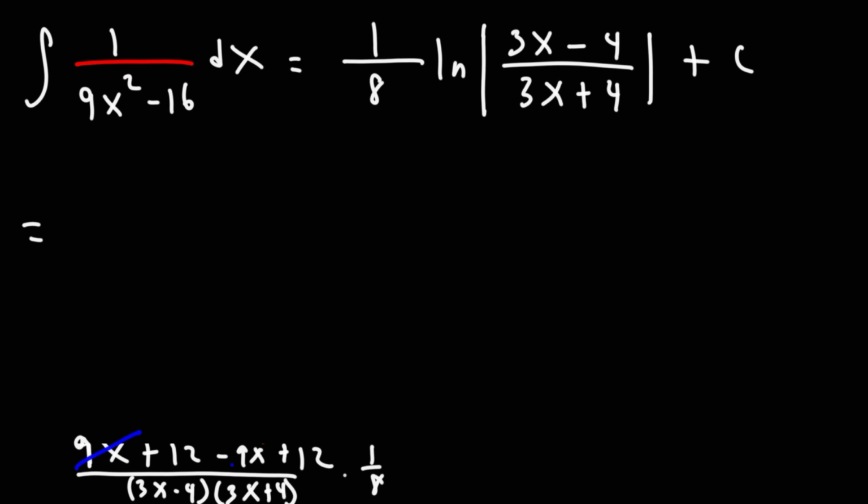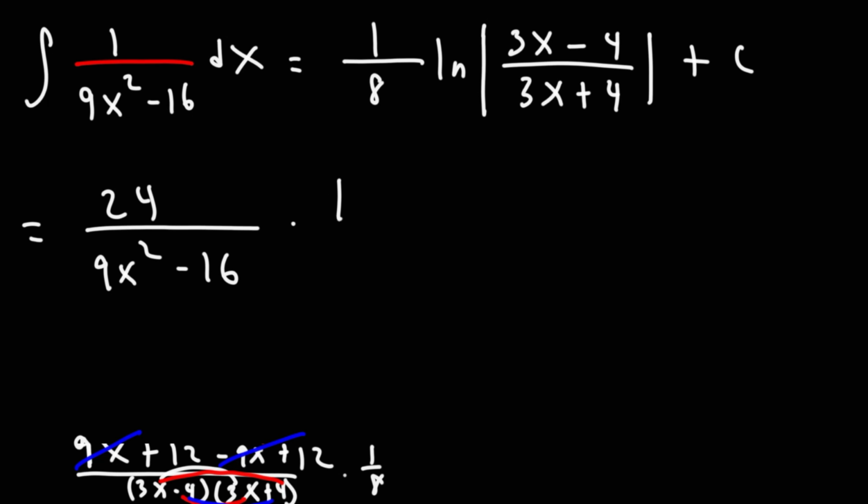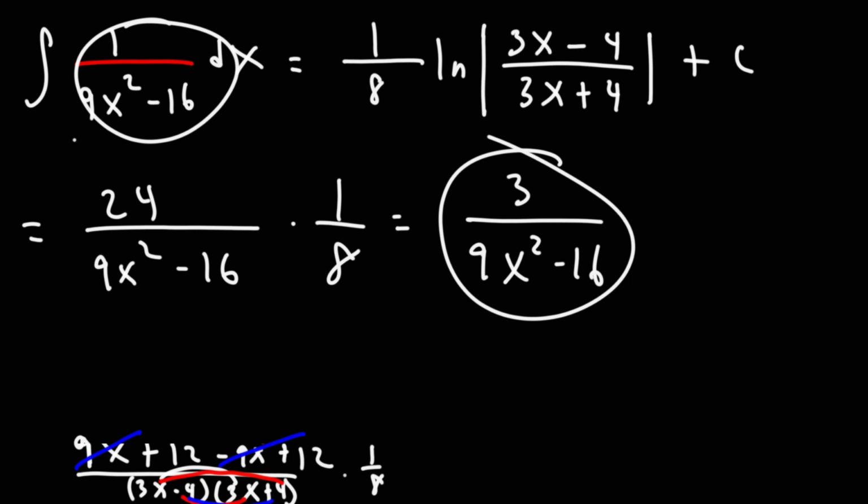So we could cancel 9x and negative 9x. And then we have 12 plus 12, which is 24. And then 3x times 3x is 9x squared. 3x times 4 is 12x. Negative 4 times 3x is negative 12x. So they will cancel. And then negative 4 times 4 is negative 16. And then we have times 1 over 8. 24 divided by 8 is 3. Notice that this is 3 times the original answer.